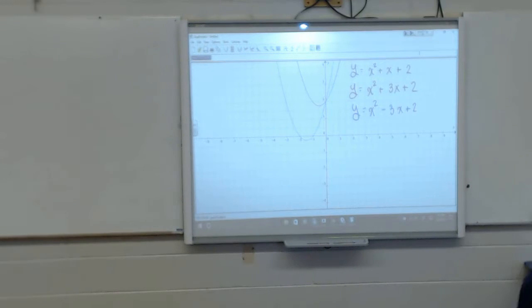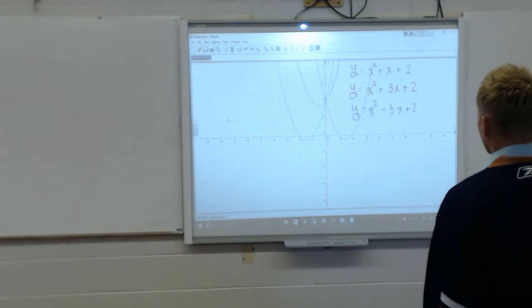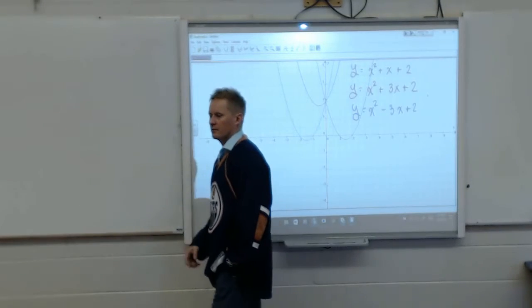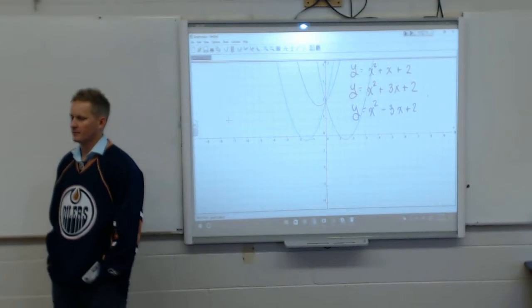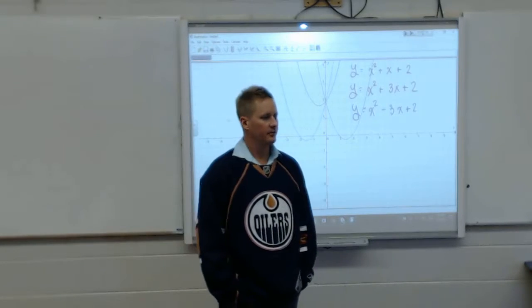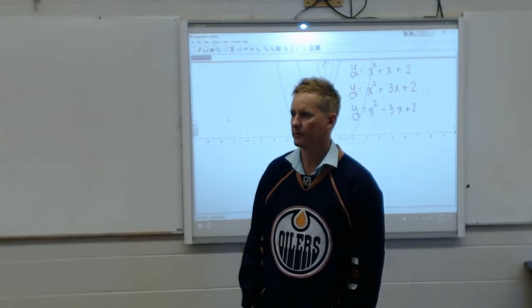Okay, well, let's check this. I would say right. So now, which way did it move? To the right. So that value changing there changes the vertex, moving it left, right, up, down.